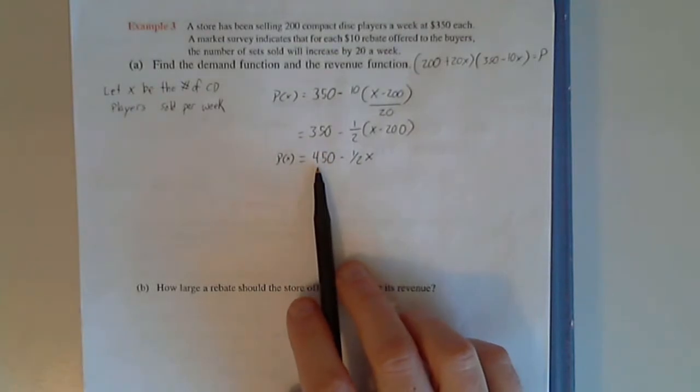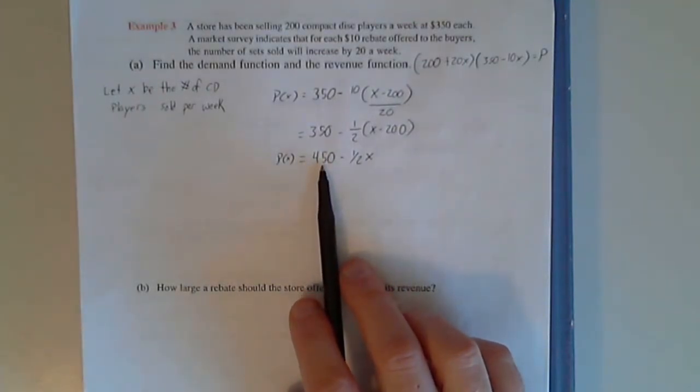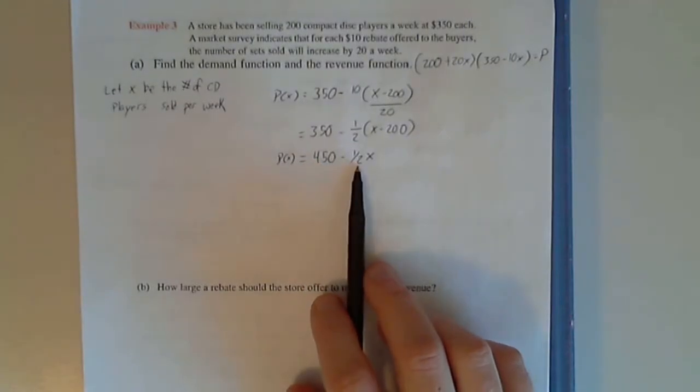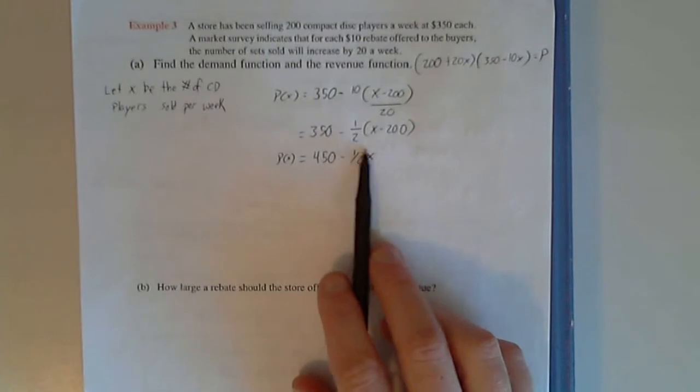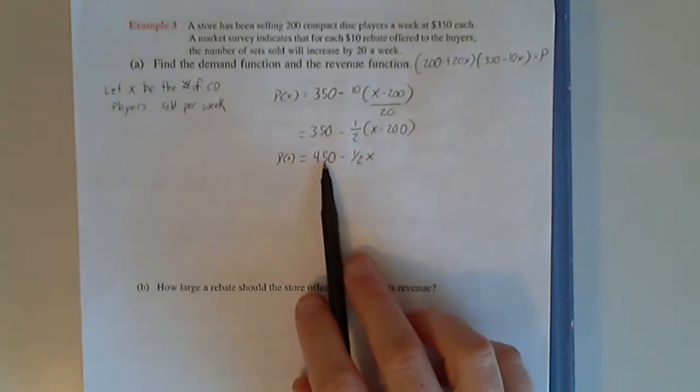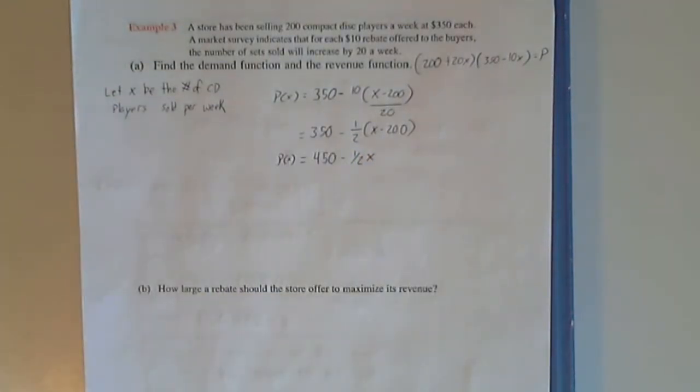Which means if you don't sell any units, you actually start with a price of $450, and then you lower it by 50 cents for every single unit that you sell. So depending on how many units you want to sell, that's what price you have to set it at. Okay, so that's not too bad. Now, what are we actually looking for?